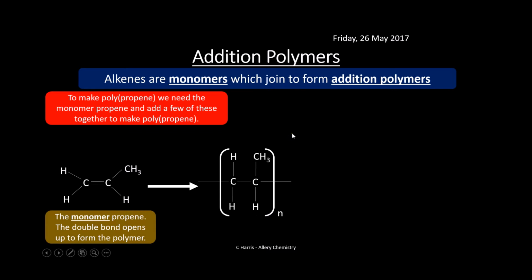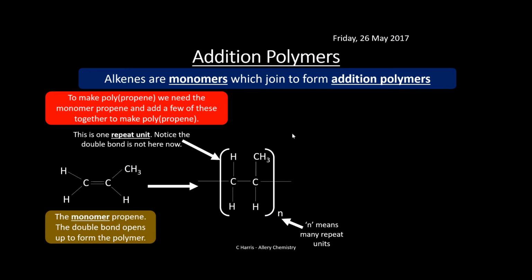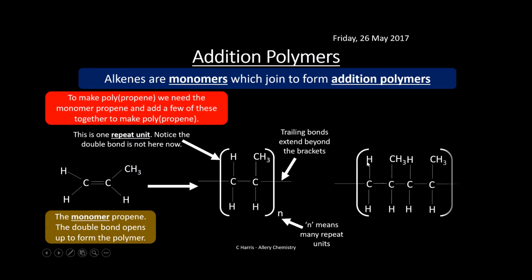Now there's a few features that I want to point out on here. So the n means many repeat units because it's a polymer, so we have a lot of these units repeating over and over again. This is one repeat unit that's been shown here, but notice we don't have that double bond anymore because that's now been opened up. And it's opened up into these, which are trailing bonds. Now these extend beyond the brackets. You've got to have brackets to show the repeating unit, but we have these trailing bonds, and basically this is where we get more of these repeat units joining together into a big long chain.